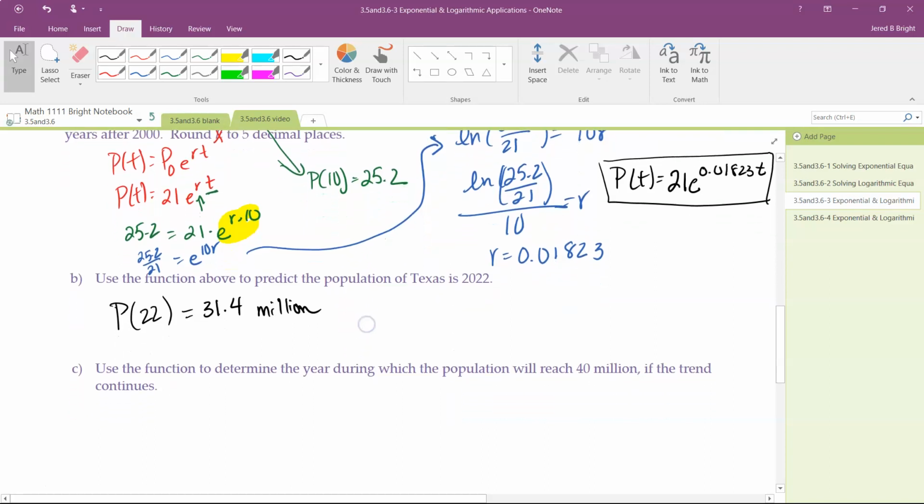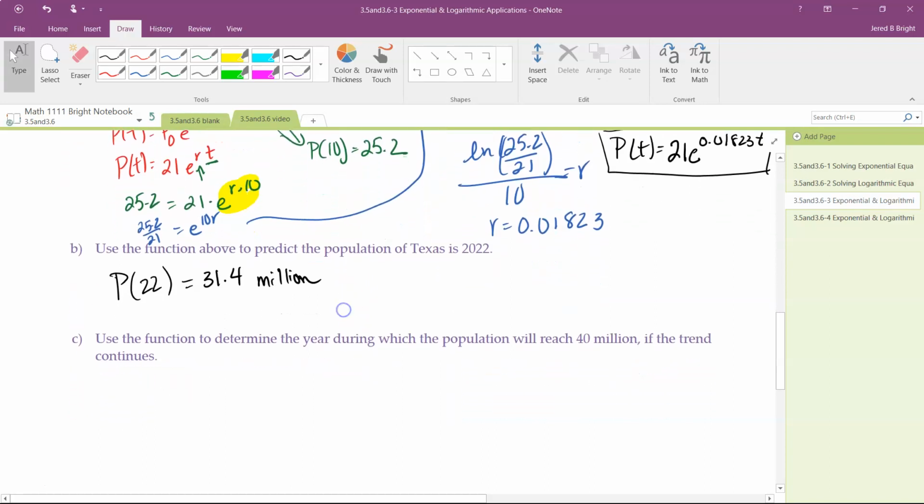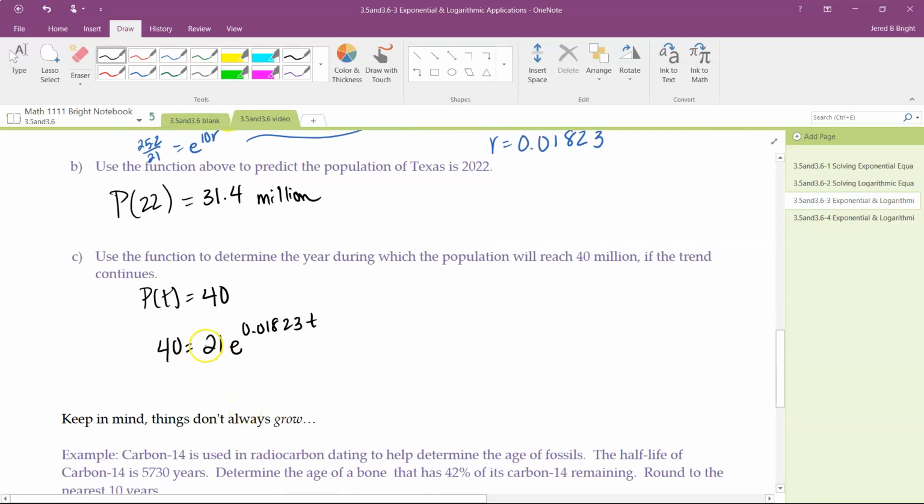Now part C, this is the whole reason we did this problem. We had to get to part C. So we're going to use the function to determine the year in which the population will reach 40 million. So that's saying P of t, I don't know what t is, but I want it to be 40. So 40 is equal to 21 e to the 0.01823 times t. And then, okay, solve this. So I want to solve for t, right?